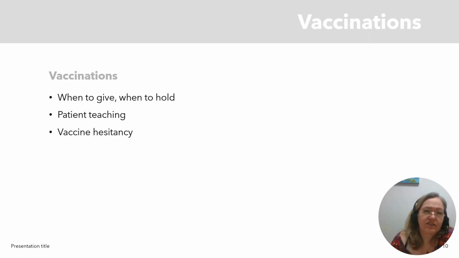The test asks you to recall some important information about vaccinations. So, for example, when do we give vaccinations? Do we hold them for certain things? For example, do we hold them if the child has a fever? Do we hold them if a child has been exposed to that illness? What are important patient teachings, and how would you overcome vaccination hesitancy in some families? What kind of teaching would you give to overcome that?